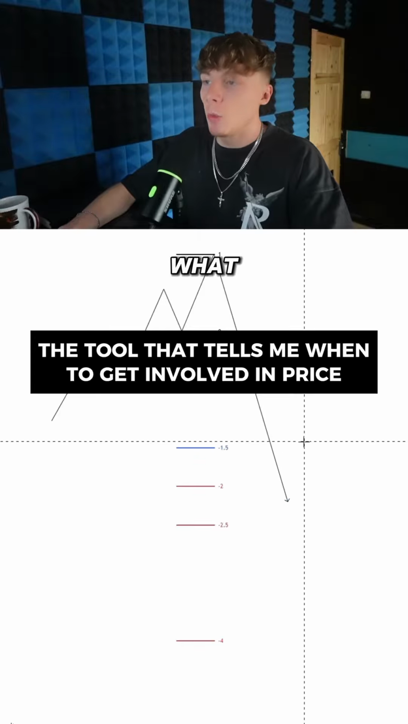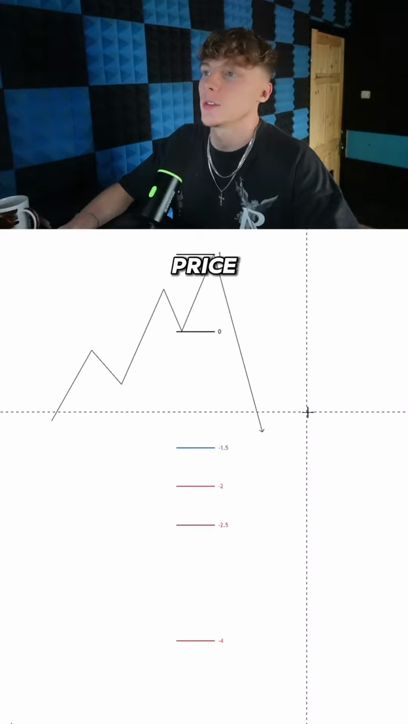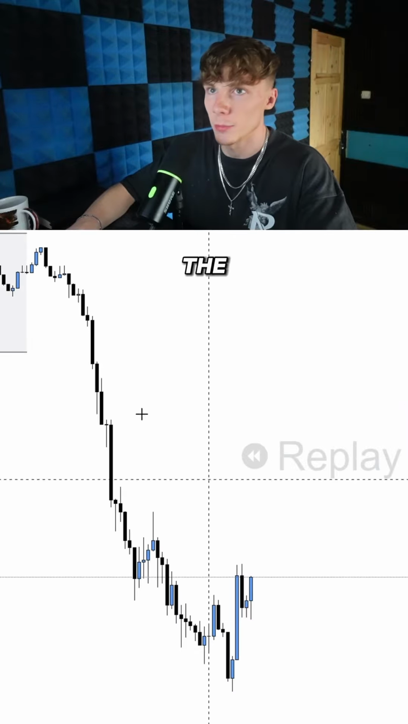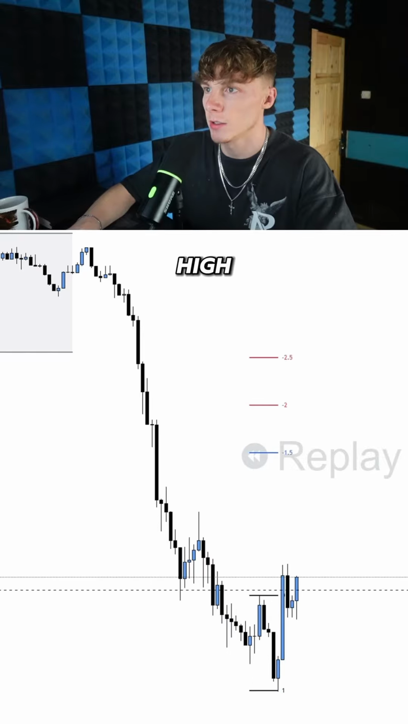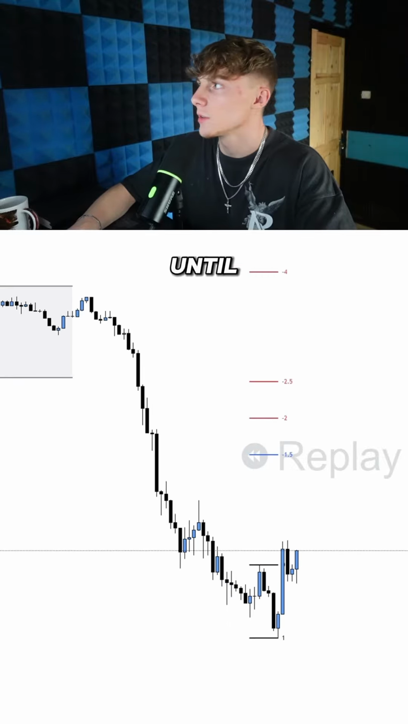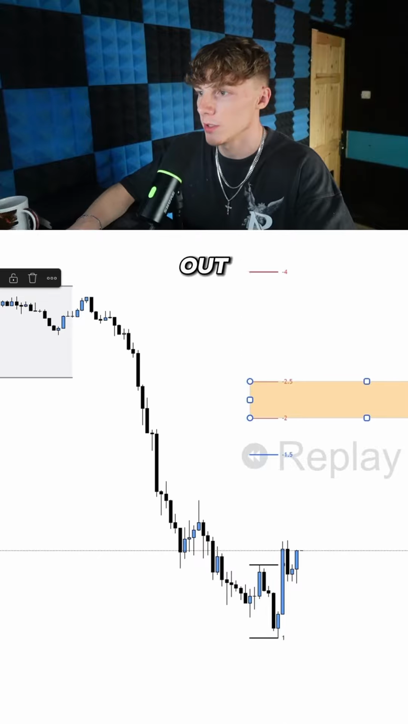So what this means, and what I love about this tool, is it gives me an indication on when to get involved in price. As you can see, this is the move lower before the big impulse higher, so we can just mark this out from this low all the way to this high. Now, I can't do anything until price comes into deviation -2 to 2.5, so we'll just quickly play price out and see if we get that.